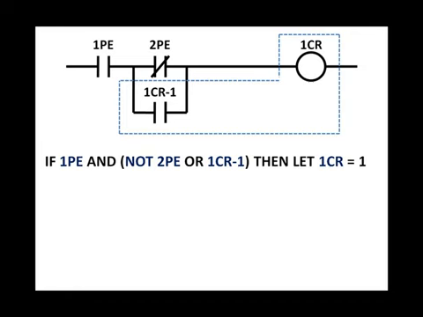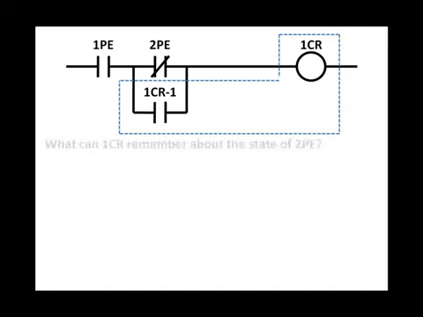What can 1CR remember about the state of 2PE once 1CR is energized? That's correct. Once 1CR is energized, no matter what 2PE does, 1CR indicates that 2PE was not on. It was in the not state, normally closed state, in other words de-energized, when 1PE came on and completed the circuit to turn on 1CR, which closed 1CR-1 to bypass not 2PE or normally closed 2PE.